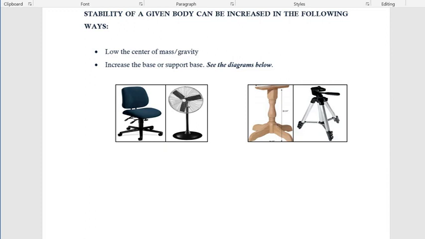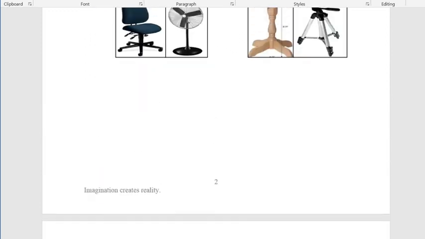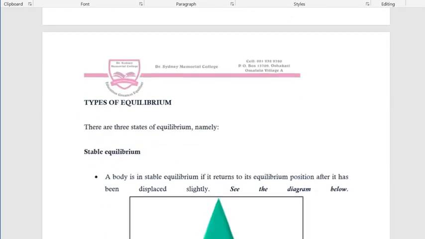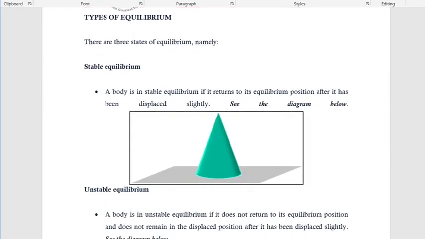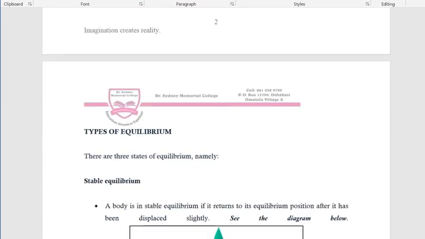Okay, so you can see here with the tripod, there's a tripod, there's a fan, but all of them have been given a wide base. Imagine that fan not having that wide base. Would you be able to have it stand on the ground? No, it would just fall over. So when we talk about types of equilibrium, I'm just flowing through this.